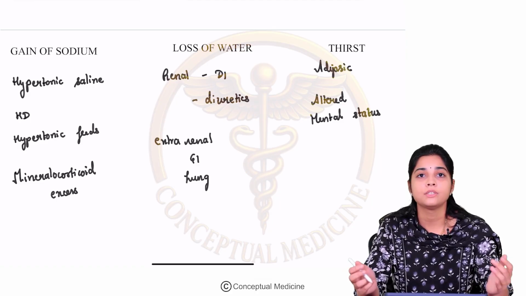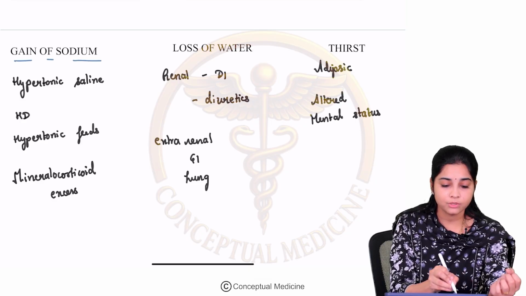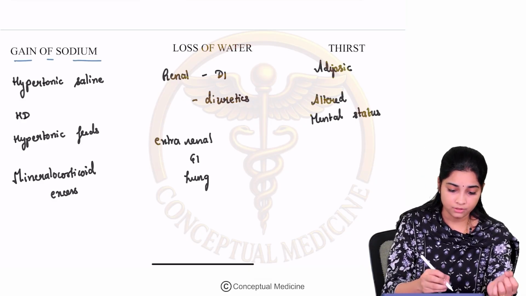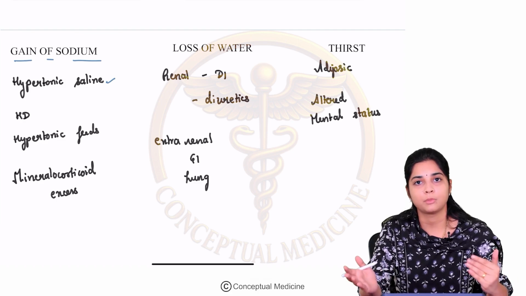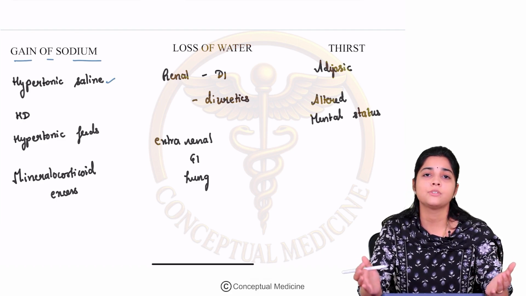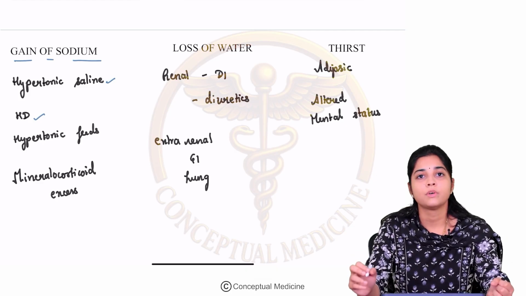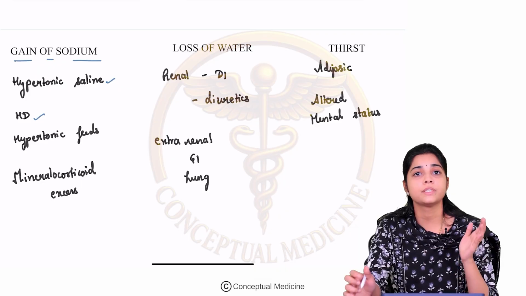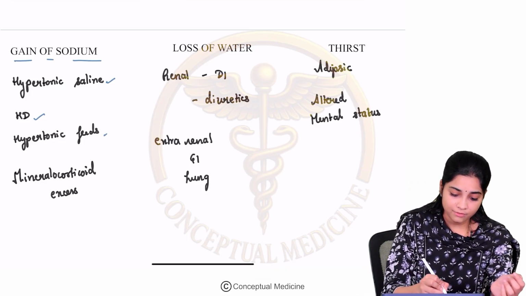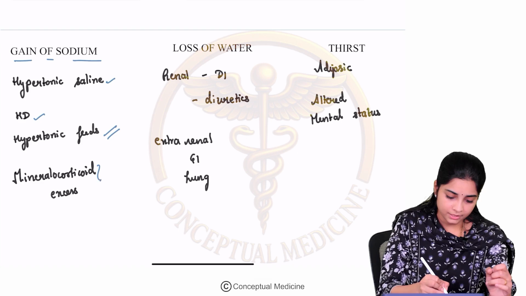So let us look at the etiologies of hypernatremia. It can be because of gain of sodium, which includes hypertonic saline. Let us say a patient of head injury is getting 3% NaCl for his head injury. Then saline dialysis, whenever the patient is undergoing dialysis with a hypertonic fluid like 3% NaCl, then use of hypertonic feeds, all of this can result in hypernatremia.